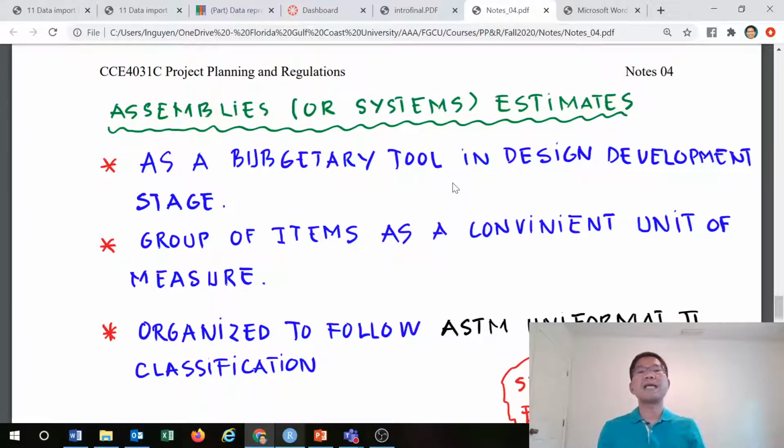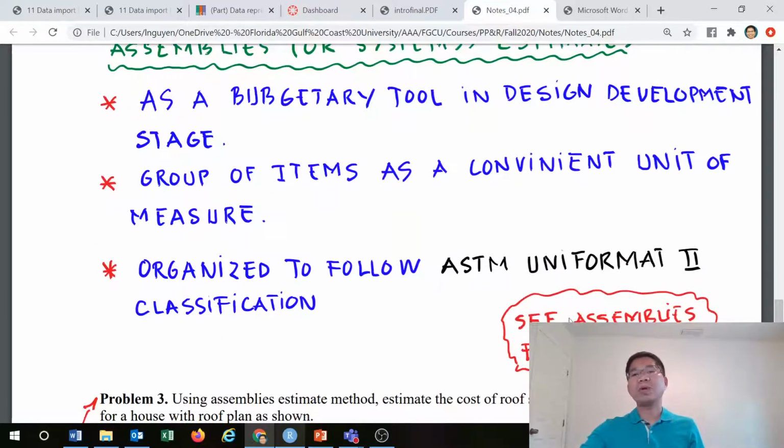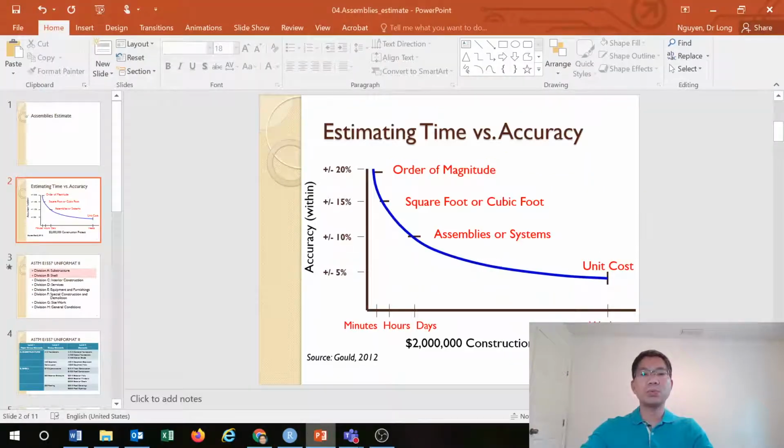And we group items at a convenient unit of measure, like structural system, processing system, MEP system, mechanical, electrical, plumbing system, or roofing system. So those are the convenient units of measure. And we organize them following the ASTM Uniformat II classification. I will show you that in a minute.